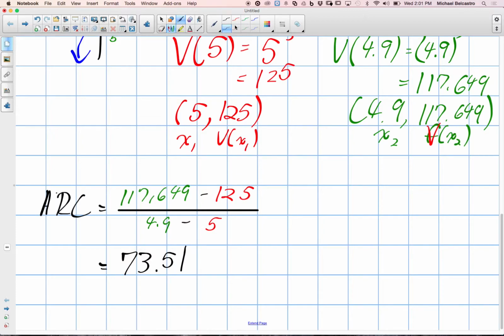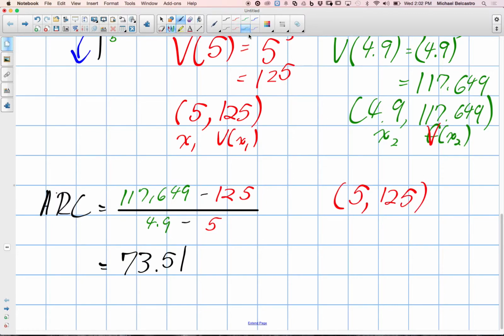73.51. Okay. Value that was relatively close to 5, right? That was 4.9. It seems pretty close, but we can get much closer than that. Okay. Let's now go with the same idea, but let's use a value even closer. So we'd have 5 and 125. That's going to be a constant for us.